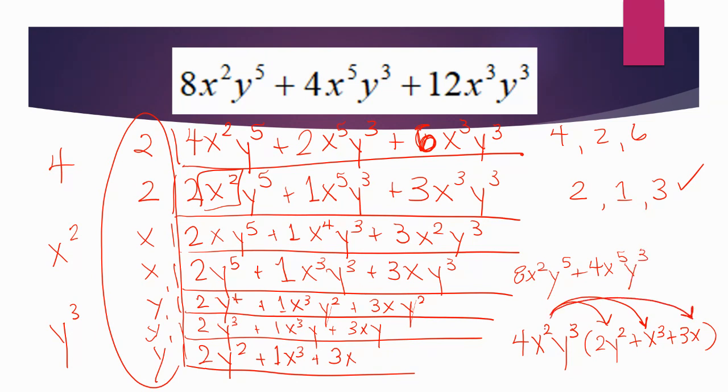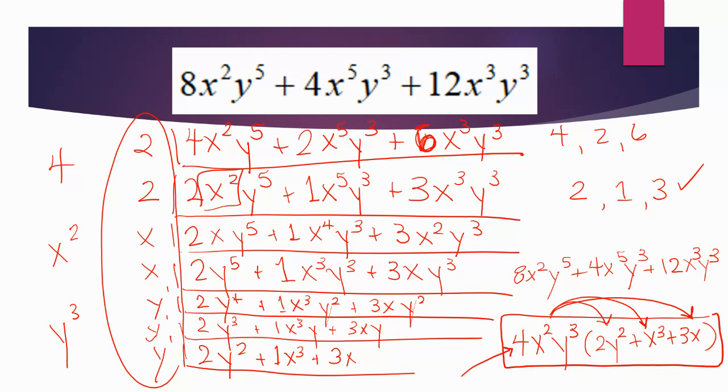One more time. So 4 times 3 is 12. X squared times x is x cubed. Y cubed, nothing changes it. Y cubed is what we started with. 8x squared y to the 5th plus 4x to the 5th y to the 3rd plus 12x cubed y cubed as well. That is what we started with. So we have factored that problem's GCF here. This is the GCF. This is the leftovers.